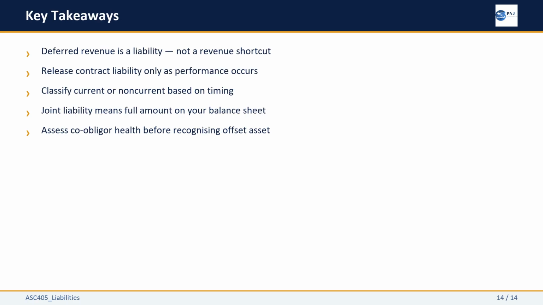Let us bring it together. Deferred revenue is a genuine liability. Cash in advance means you owe performance, not just money. Release the contract liability only as you satisfy each performance obligation. Classify the balance as current or non-current based on when delivery is expected. Joint and several liability means the full obligation goes on your balance sheet, regardless of your agreed share. You can only offset for co-obligor contributions if their payment is probable and estimable, which requires a real assessment of their financial health.